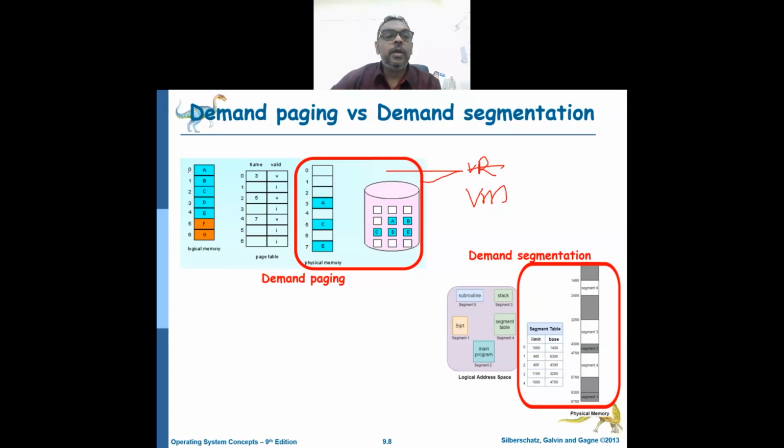Let's look at this example. Page 0 is inside frame number 3 and it's valid. Page 2 is inside frame number 5 and it's valid. Page 4 is inside frame number 7 and it's valid. Invalid means there are two conditions here: the page and the frame is not inside the physical memory but is inside the hard disk, the virtual memory. It's there, but it's not in the original setting of the RAM.